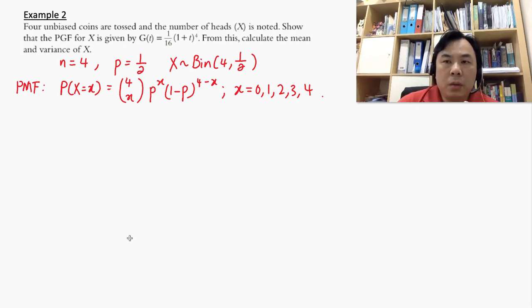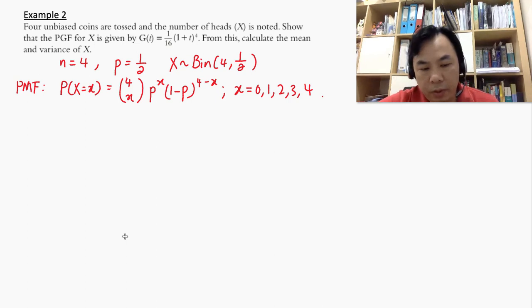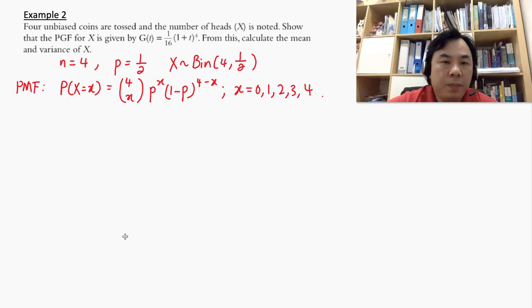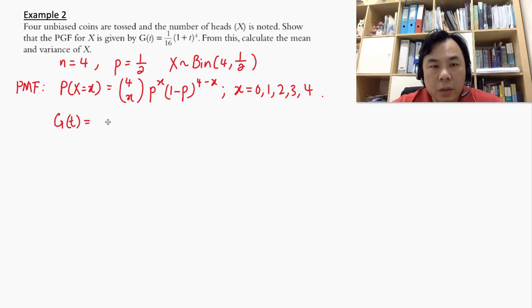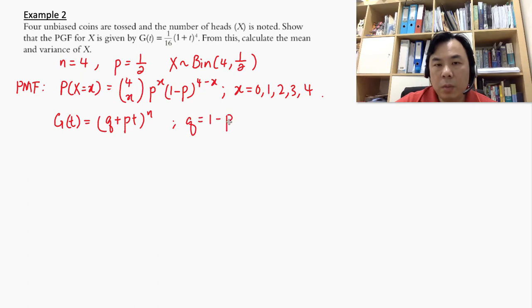Now, of course, you can redo the steps that we have done previously to obtain the probability generating function in this case. Or, if you remember, the probability generating function for the binomial distribution is actually given by this. So I'm going to write it down. The probability generating function for the binomial is given by (q + pt) raised to the power of n, if you still remember, where q is given by 1 minus p.